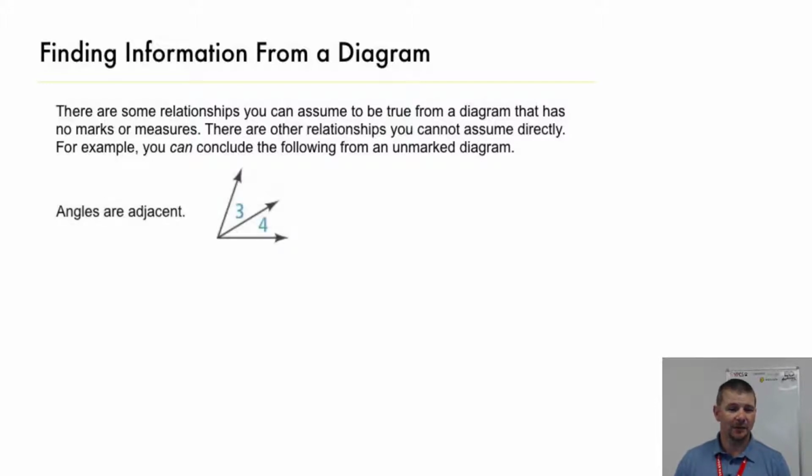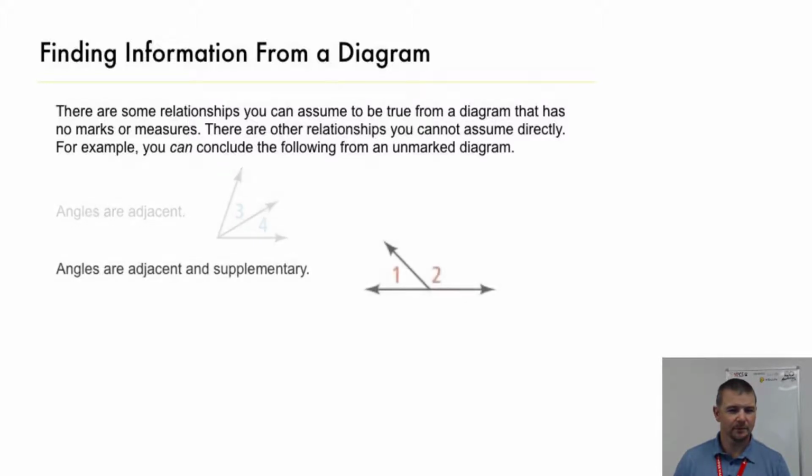You can conclude that angles are adjacent if they appear adjacent, like angles 3 and 4 shown here. You can assume that angles are adjacent and supplementary if they appear to be adjacent and supplementary, as shown with angles 1 and 2 here.